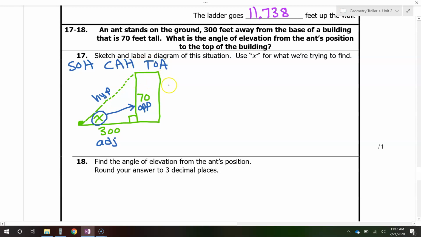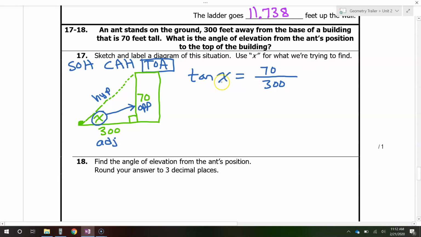Which one are we going to use? Well, you have to look at the sides. We have the 300 and the 70. That's opposite and adjacent. That tells us that we will be using the tangent function, which is opposite over adjacent. So we will write tangent of the angle we circled is equal to opposite over adjacent. That's 70 over 300.